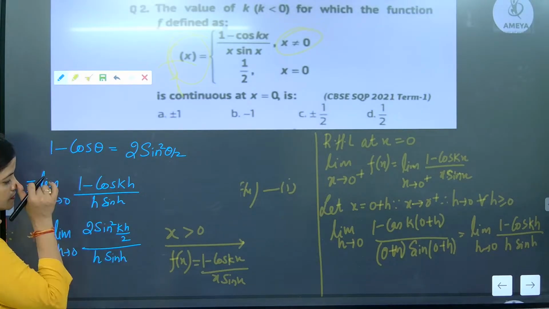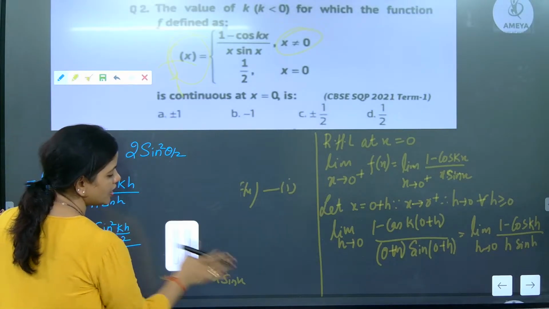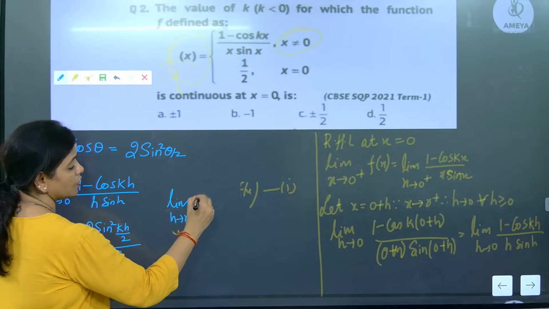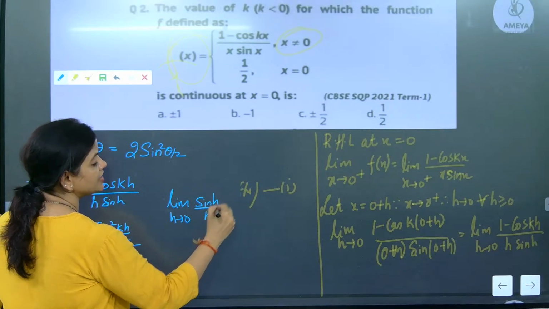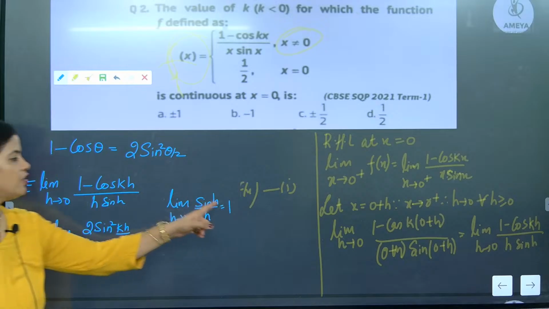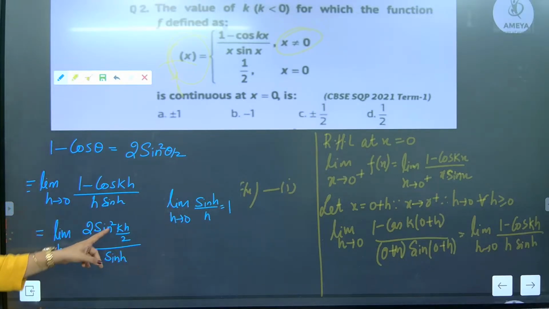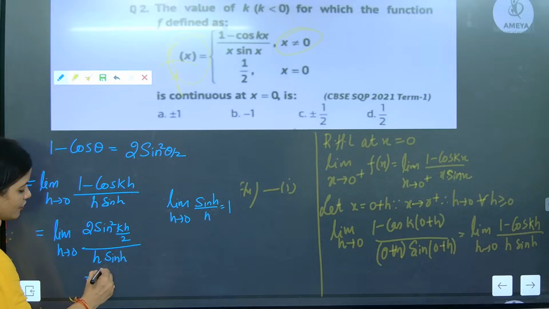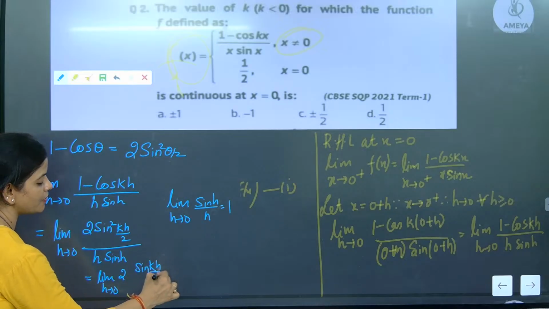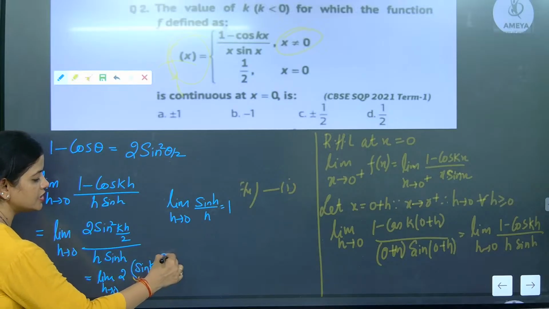Done? Now we need to make, we know one formula: limit h tends to 0, sine of h by h is equal to 1. So since limit h tends to 0, sine of h by h is equal to 1, we need to bring that part here also. How are we going to bring that part, beta? We will write limit h tends to 0, 2 you leave one side, it will become sine kh by 2, and we will take the whole square.